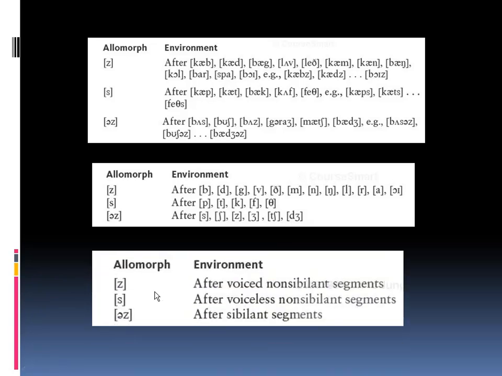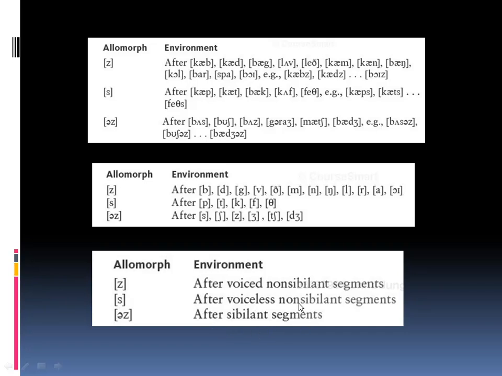Okay, I'm going to give you the answers. Let's start with the narrowest environment. After sibilant segments, we talked about sibilants maybe in the previous chapter. Sibilant sounds are like s, sh, z, those snaky sounds. They all have that in common. So somehow you insert a vowel when you have a sibilant ending to a noun.